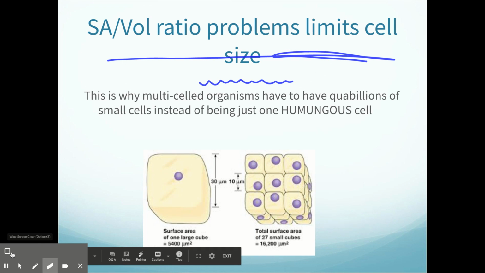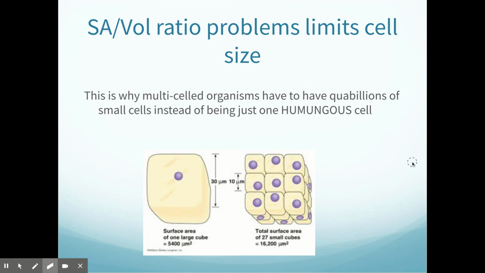So this is why multi-celled organisms have a lot of tiny, small cells instead of one big, ginormous cell. By having small cells, they allow their cells to be healthy, because of the small volume and large surface area, hence a high surface area to volume ratio. And that is honestly all there is for cell size.